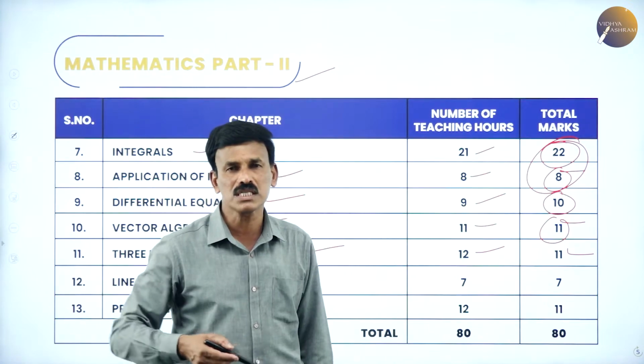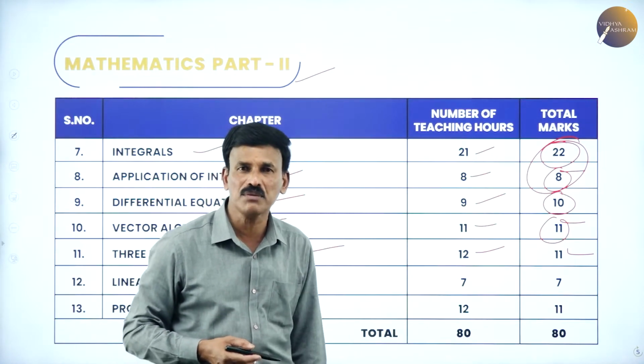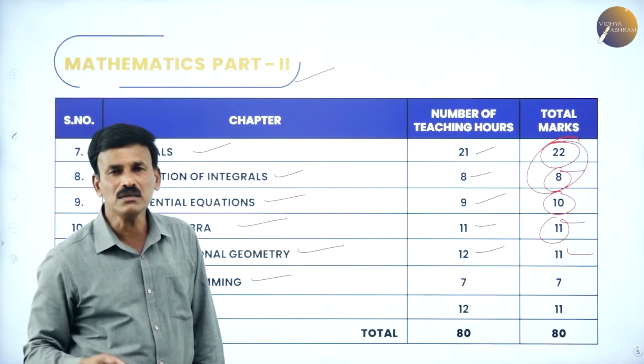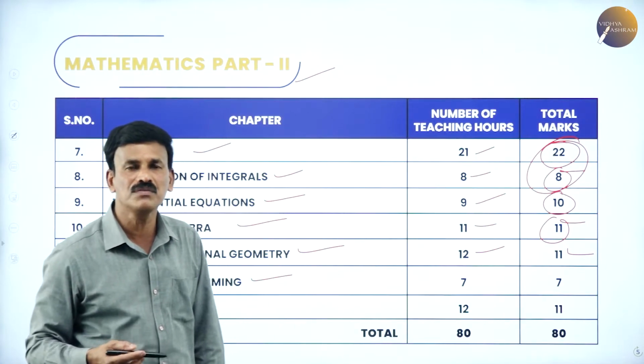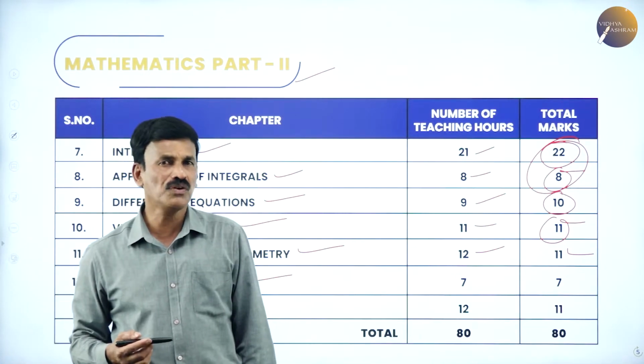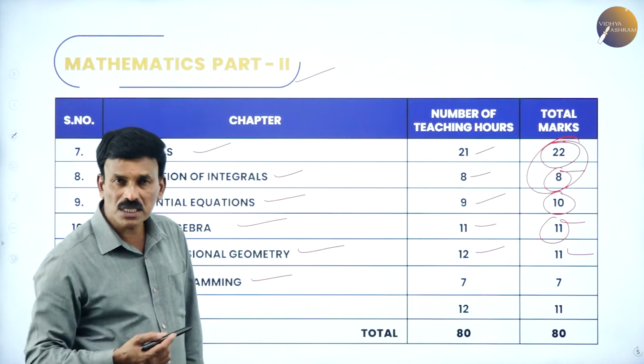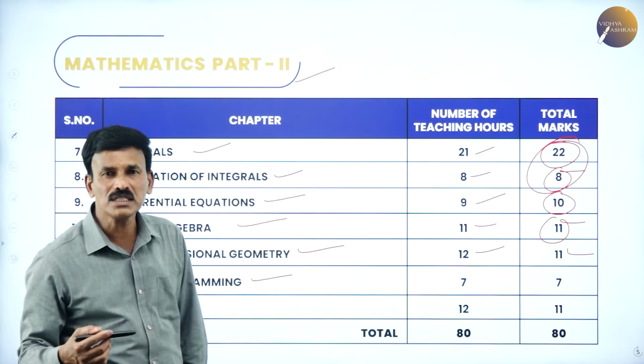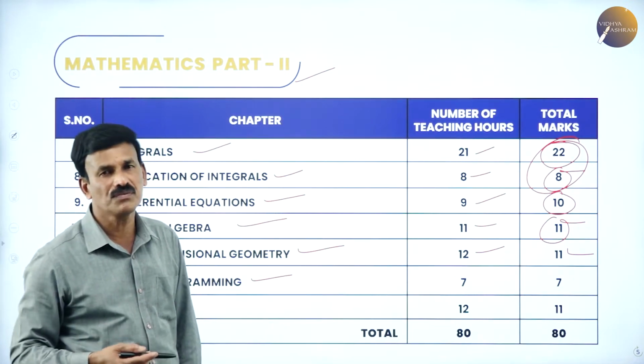The same concept we are going to study in linear programming problem, to find the maximum and minimum value of a given objective function. So using the graph, we are going to solve to find the maximum and minimum value of a function.